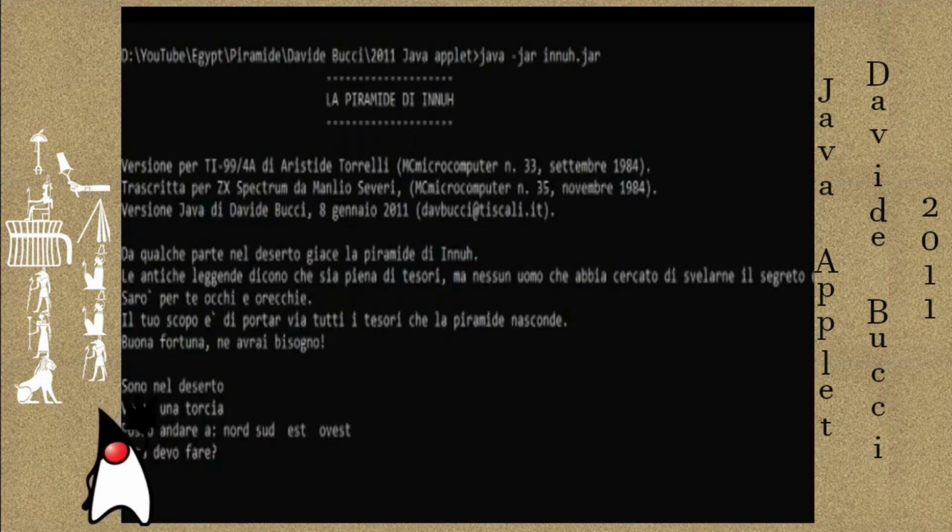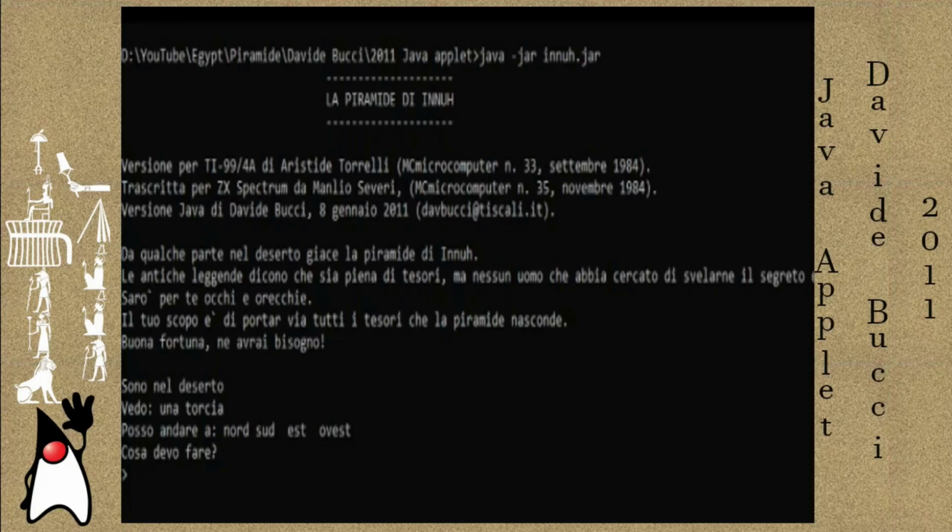However, you can still download the jar file from his website, and you can then run it in a DOS prompt, as we see here. So just run the jar, and you have a nice text adventure running in a DOS prompt. Obviously, the original is 2011, it's in Italian, based on the 1984 version, and it's a very, very nice piece of work.